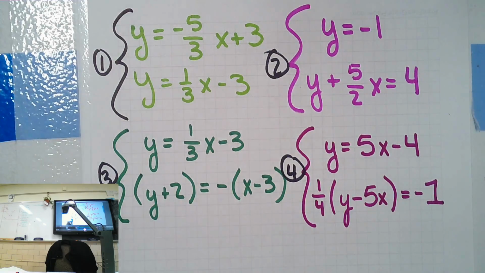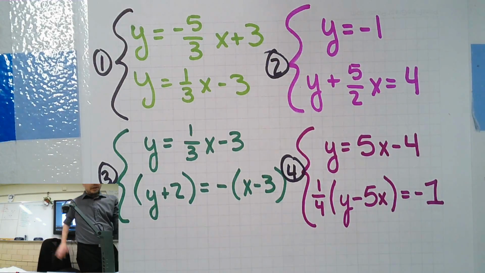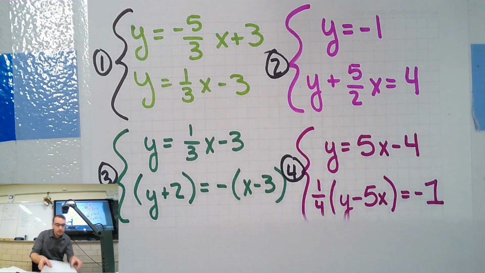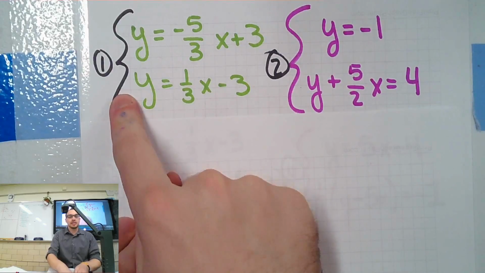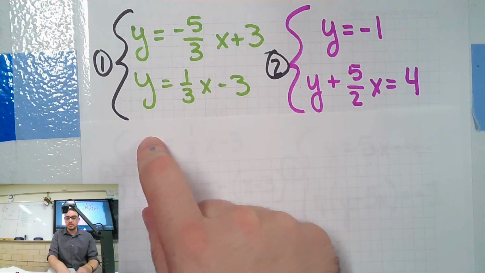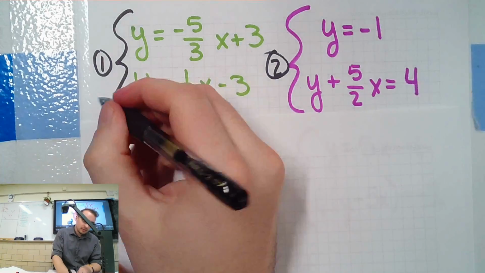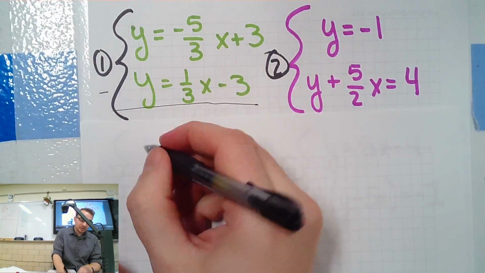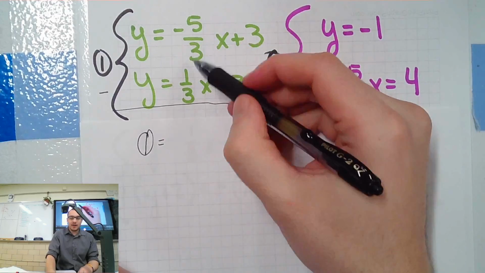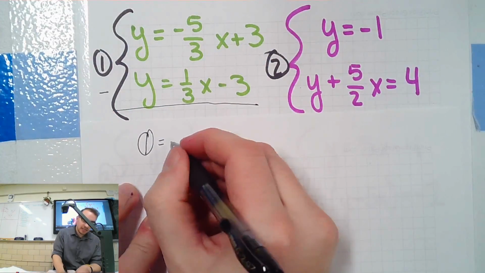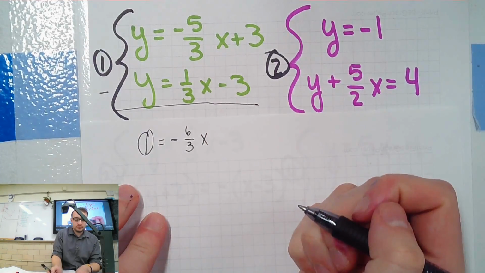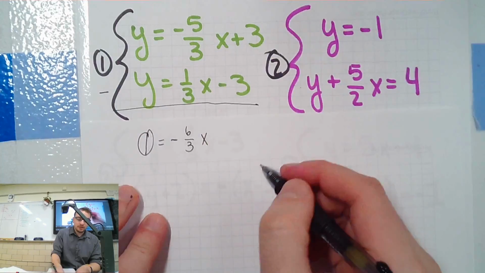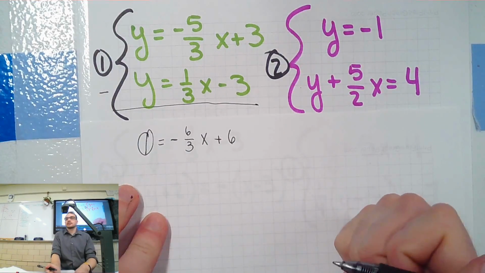All right, so it seems like the most popular way of solving this was by combination, the first one, which is interesting. What I saw a lot of people doing is subtracting, because the y's are going to go away, right? So when we do that, we get y minus y, which is 0. Negative 5/3 minus another third. How many thirds is that? Negative 6/3 actually. 3 minus negative 3, that's a positive 6.